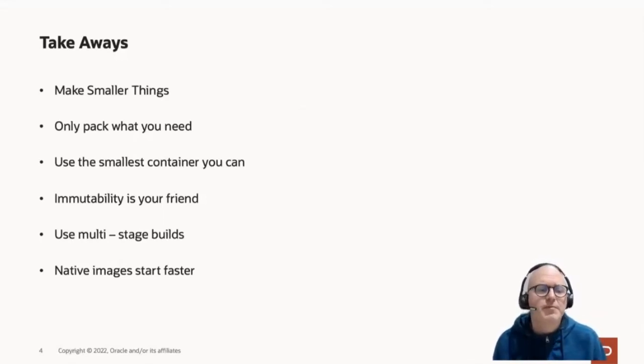Another key thing to remember is that immutability is your friend. Things that are immutable by definition don't change. There's no configuration drift. You don't have to worry about what that thing is now because it will be the same as it was the last time you ran it. To use multi-stage builds, Docker has this facility for doing multi-stage builds, and it's very flexible, and it really helps in building containers and making them small. And finally, that native images start faster and have a lower memory footprint than building a conventional jar file.